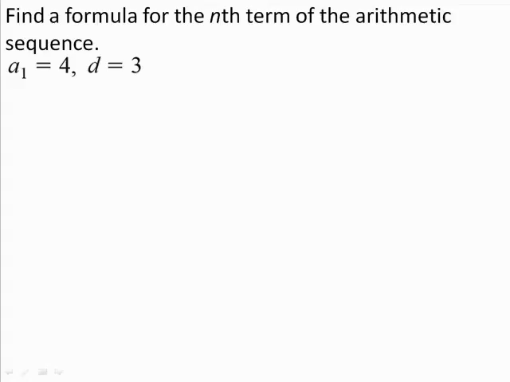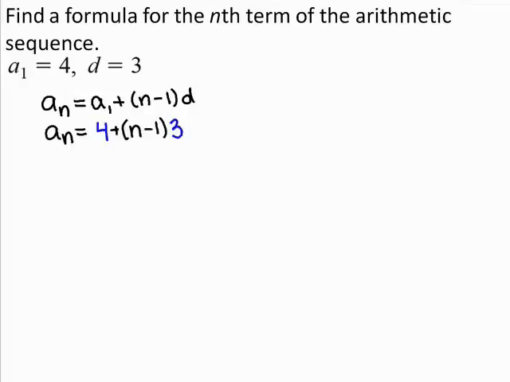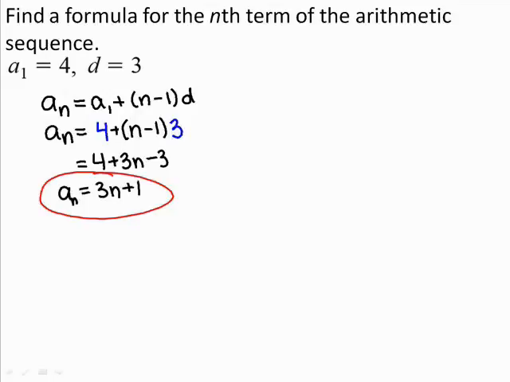Find a formula for the nth term of the arithmetic sequence. A sub 1 equals 4 and d equals 3. Use the formula for the nth term of the arithmetic sequence. A sub n equals a sub 1 plus the quantity n minus 1 times d. Substitute 4 in for a sub 1 and 3 in for d. Simplify the quantity n minus 1 times 3. Simplify 4 minus 3. You find the formula for the nth term of the arithmetic sequence to be a sub n equals 3n plus 1.